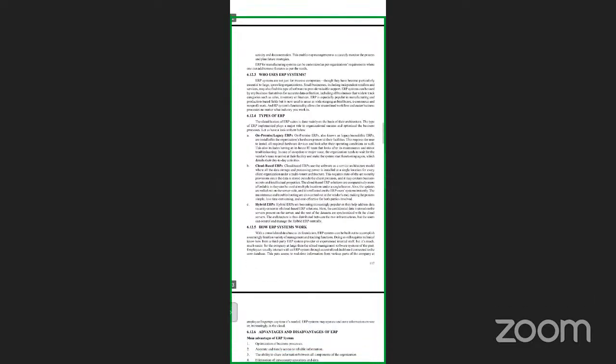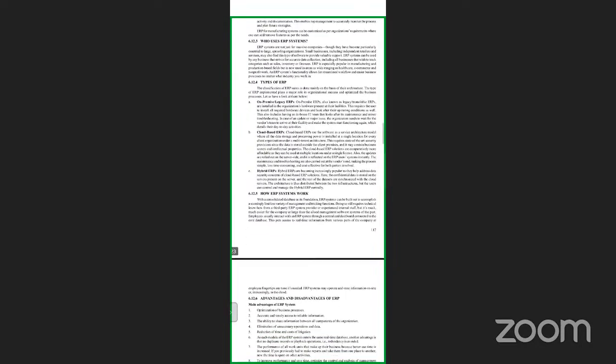And who are the users of ERP systems? Essentially, massive companies use them, which are essential to large sprawling organizations, and small businesses, including independent retailers and services. We also find this type of service provides valuable support. And different types of ERP.